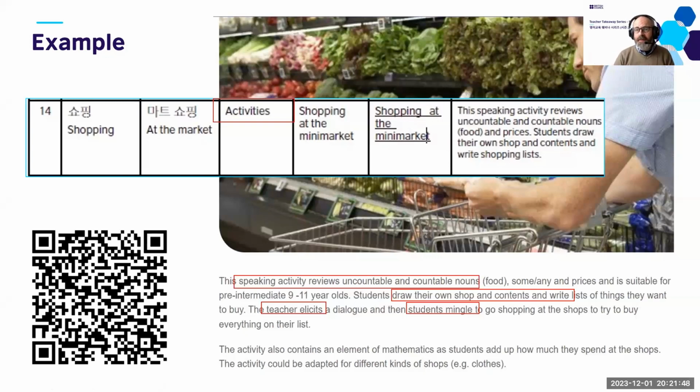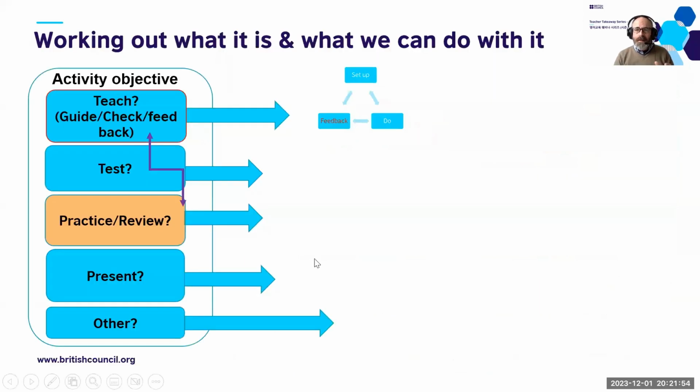So these are key elements that I would take from this. I'd be thinking already, how can I adapt this? Now, one way that I like to look at this when I'm thinking of adapting is I'll go through some of the different ways or different objectives of activities. So from what I saw there, it's a review activity.